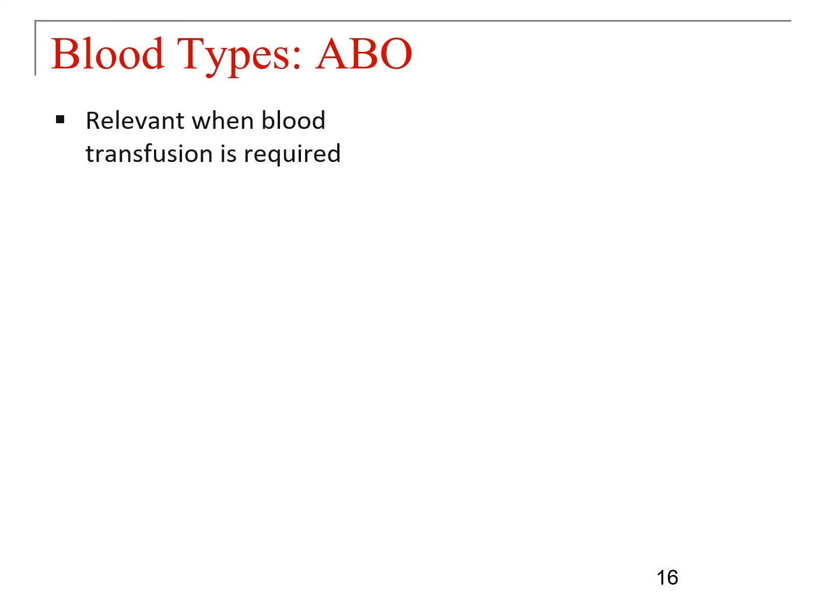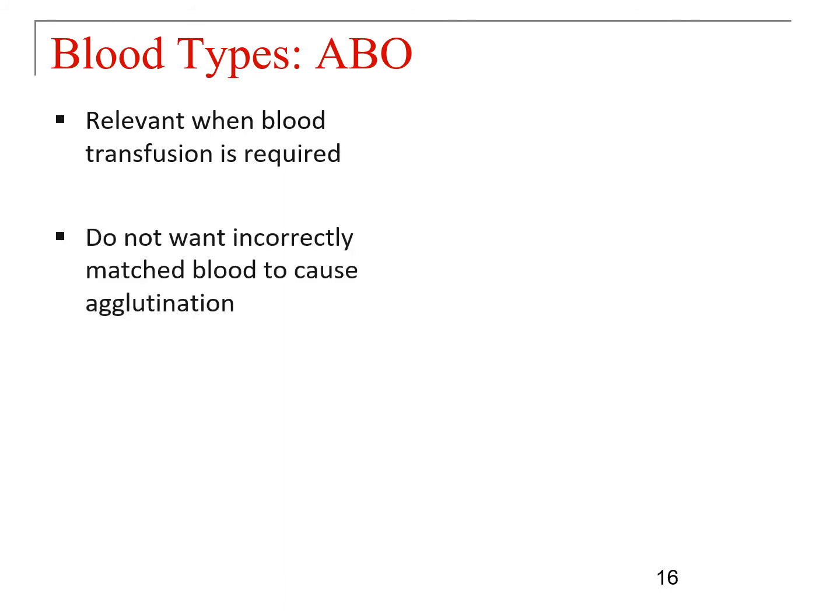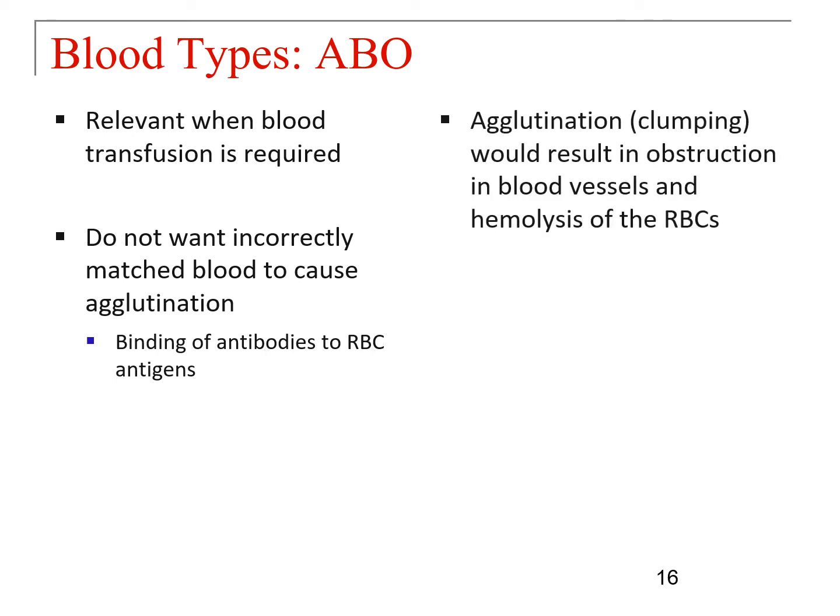So this gets really relevant when you require a blood transfusion because you don't want to get incorrectly matched blood that causes agglutination. And so what happens to cause agglutination? You get the binding of antibodies to the red blood cell antigens, and then they stick together. So this agglutination or clumping results in the obstruction of blood vessels, for one thing, and the hemolysis of the donated red blood cells.